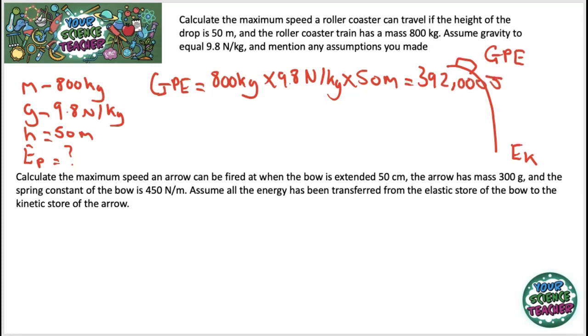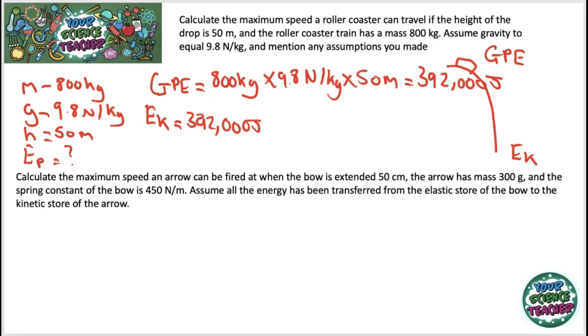Now, it says give any assumptions you've made, and what we're going to assume in this question is that no energy is lost to the surroundings by heat and sound. So because of this, all my gravitational energy is going to be converted into kinetic energy. So I can now say that kinetic energy equals 392,000 joules.